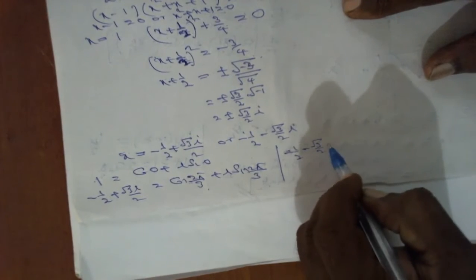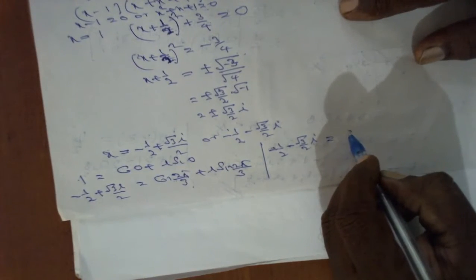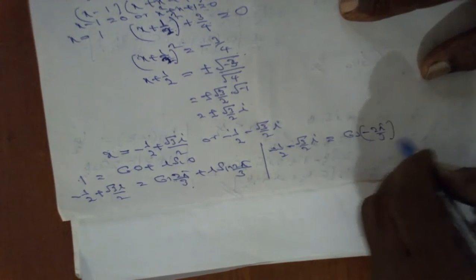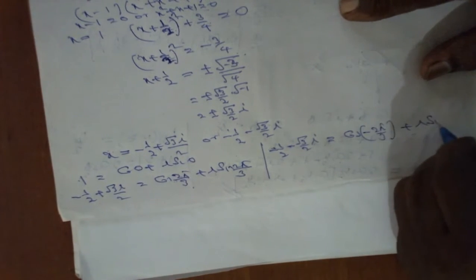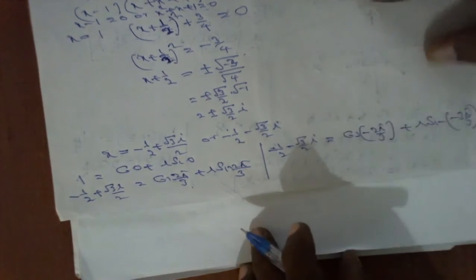Then minus half minus root 3 by 2i equals cos minus 2 pi by 3 plus i sin minus 2 pi by 3, like this.